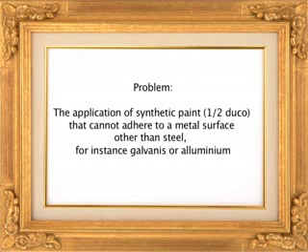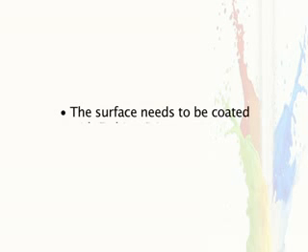The application of synthetic paint, half Duco, cannot adhere to a metal surface other than steel, for instance, galvanized or aluminum. Prior to applying the synthetic paint, the surface needs to be coated with etching primer.